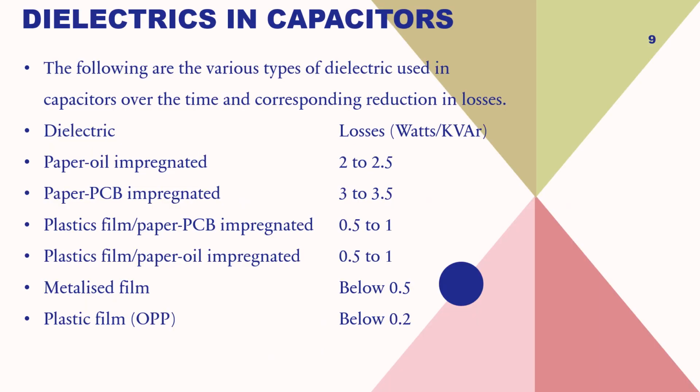Dielectric in capacitor. The following are the various types of dielectrics used in the capacitor over time and the corresponding reduction in losses. Paper oil impregnated, 2.5 watts per kVAR. Paper PCB impregnated, 3 to 3.5. Plastic film paper PCB impregnated, 0.5 to 1. Plastic film paper oil impregnated, 0.5 to 1. Metallized film, below 0.5. Plastic film, below 0.2.